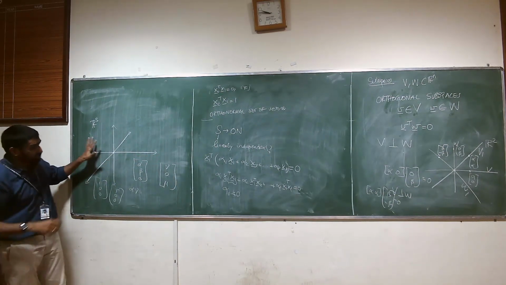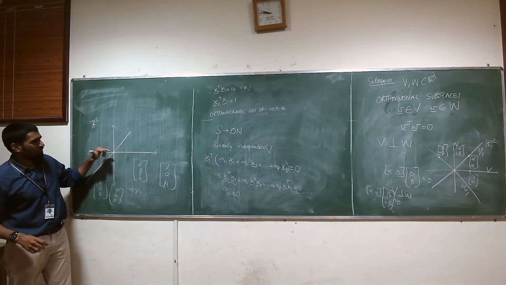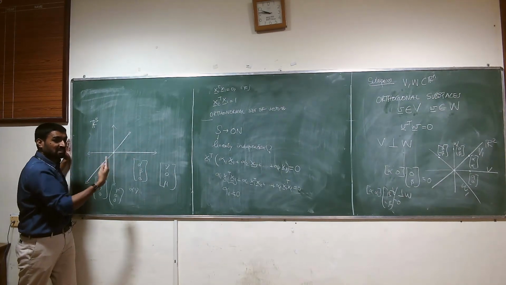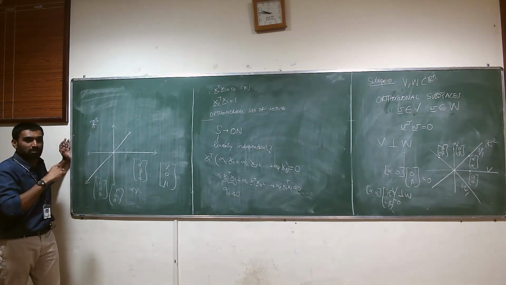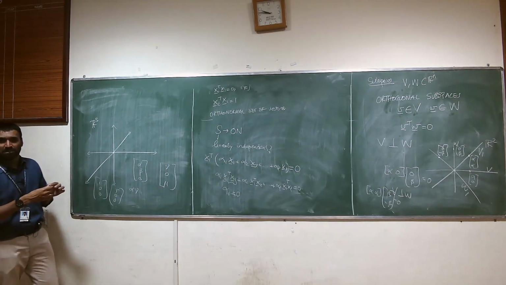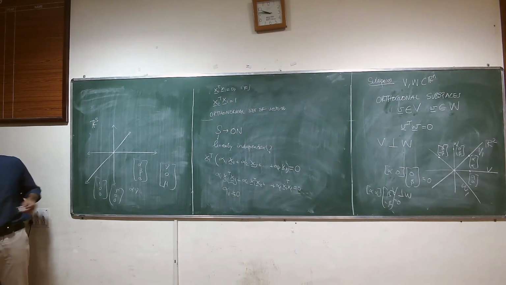So in R3, you have a plane, a two-dimensional subspace. You can only have a single one-dimensional subspace that can be orthogonal. You cannot have two-dimensional subspaces in R3 that are orthogonal to each other. With that, I'll stop and then we continue this tomorrow.